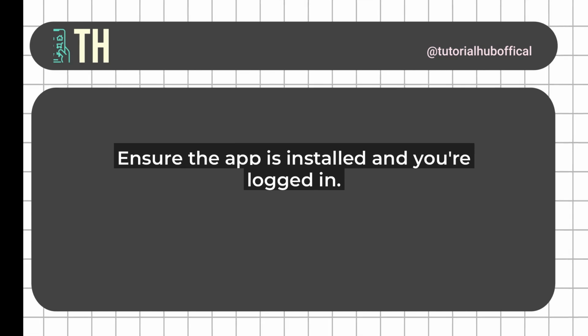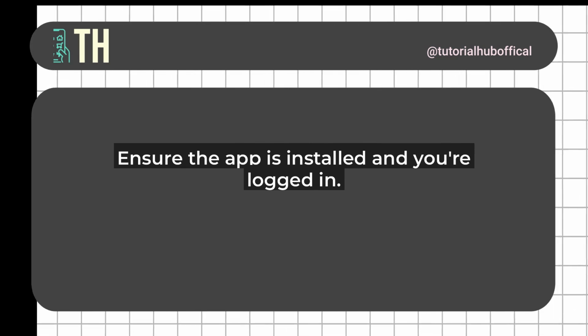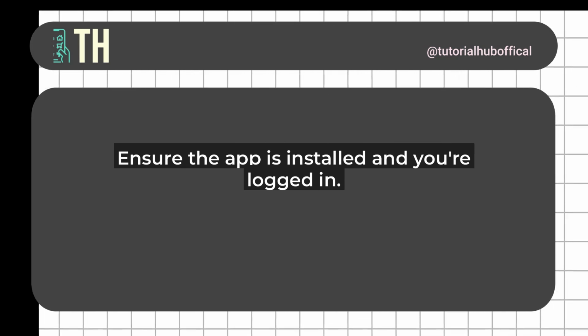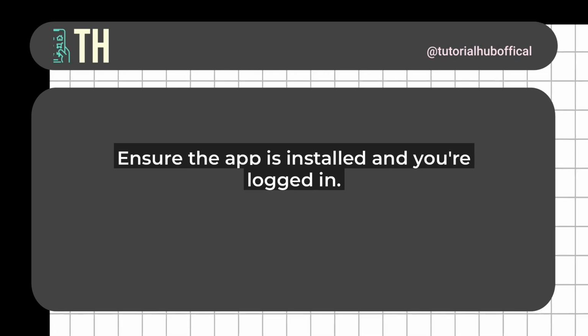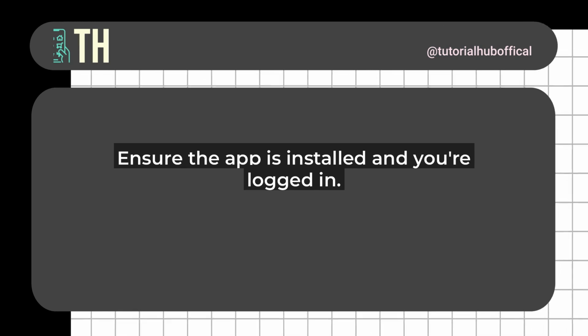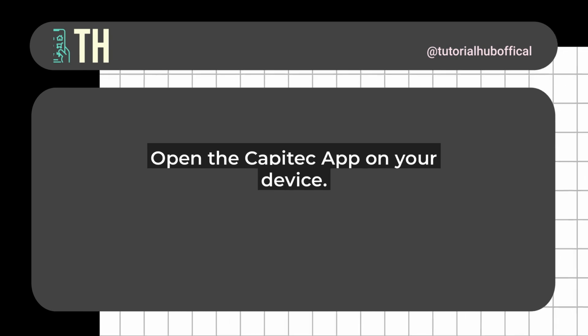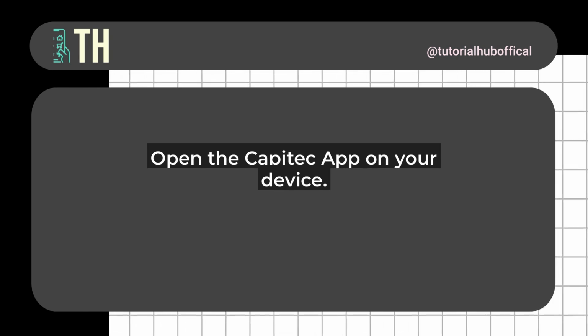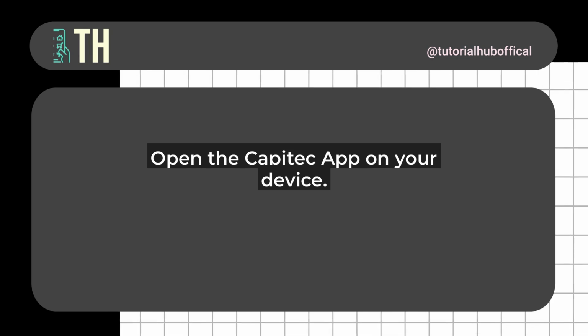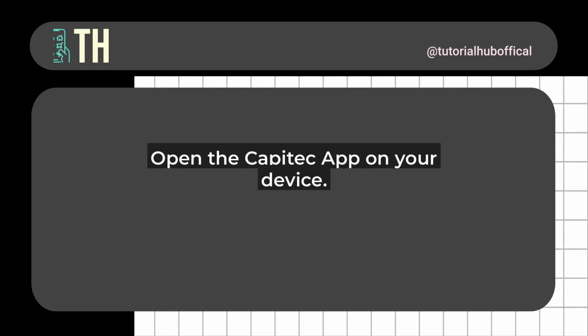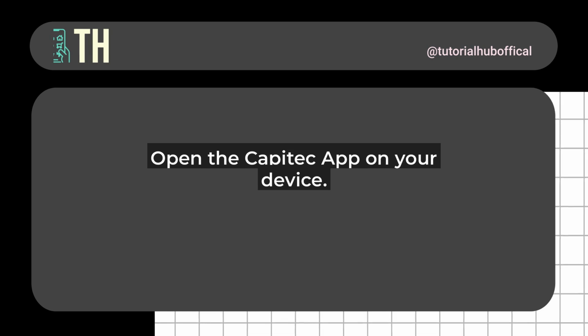Let's get started. First, ensure you have the latest version of the Capitec app installed on your smartphone and that you're already logged in with your current PIN. This process is designed to be user-friendly, but always double-check for any app updates to avoid glitches. Step 1. Open the Capitec app on your device. You'll land on the home screen, which shows your accounts and quick options.